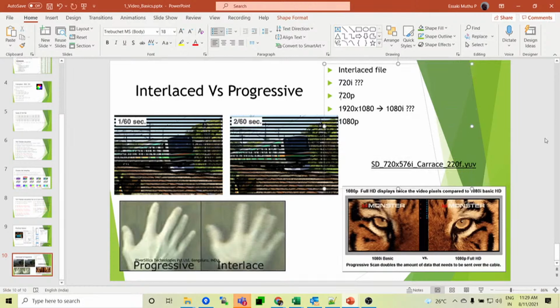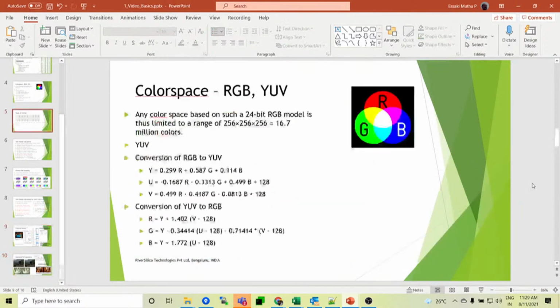720p means 1280 cross 720. That's a standard. P means progressive. I means interlace. So 1080p means 1920 cross 1080 progressive. This is how you have to see. You have to look only at these kinds of parameters or specifications in any TV, then you can understand.